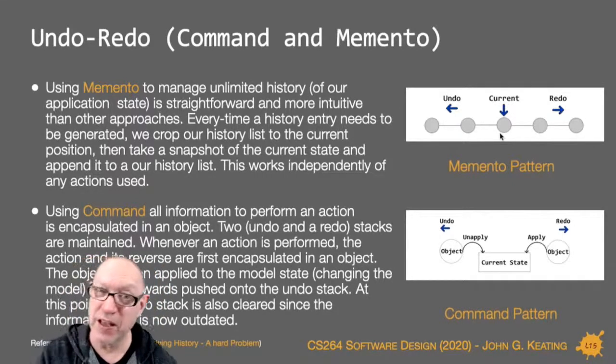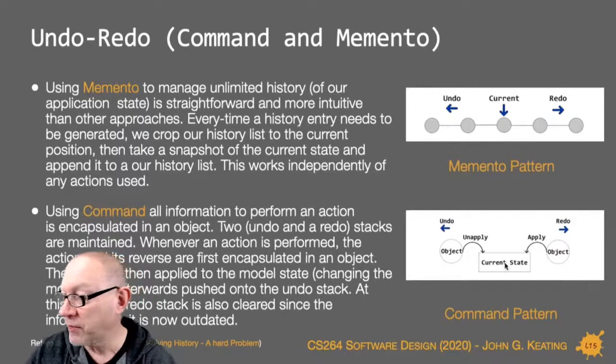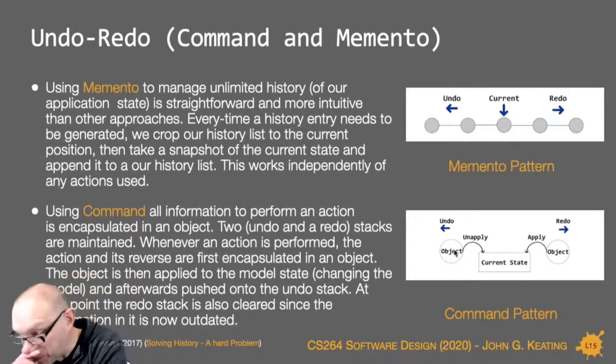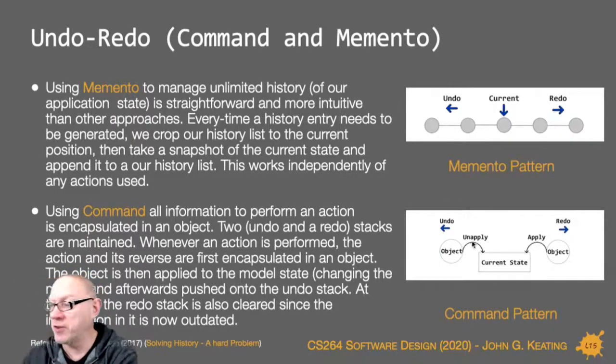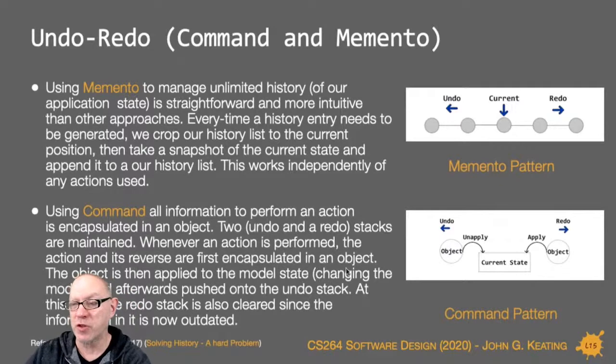So yeah, it's complex. Alternatively, you could have the current state, and for undo, you take an object that you unapply to the current state. That undoes, and to redo, you reapply an object to the state. And that object that we're looking at here contains the information about the command, it's a command object. So all the information to perform is encapsulated in this object.